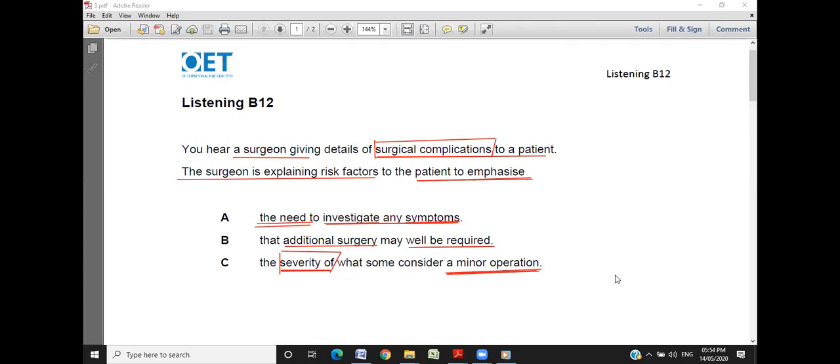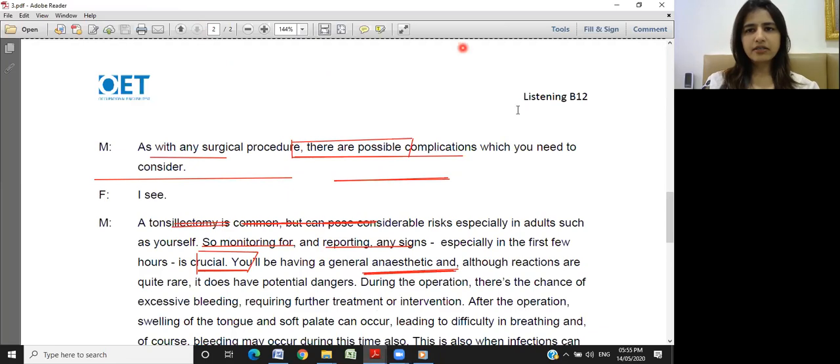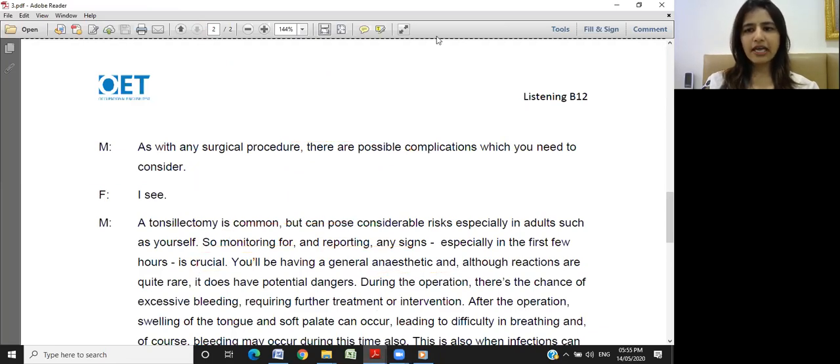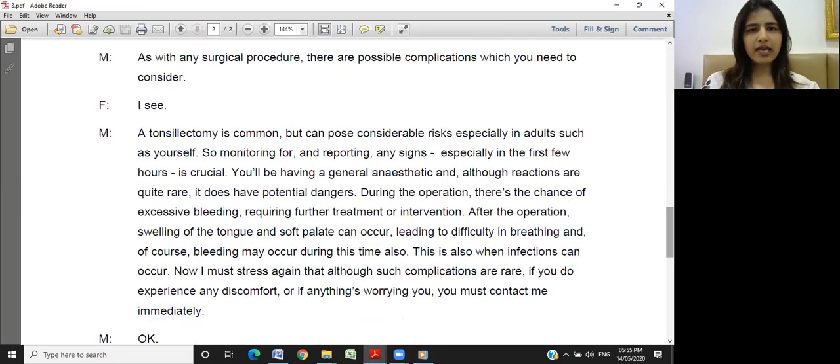So you understood the difference between function question and detail question? All of you could get correct answer, right? So yes, we did hear about additional surgery. There was something about how severe it is. They did mention that it could actually cause serious complications. Yeah, but that was not the reason. That was not something he was trying to emphasize. What he was trying to emphasize is that these are the possible dangers.